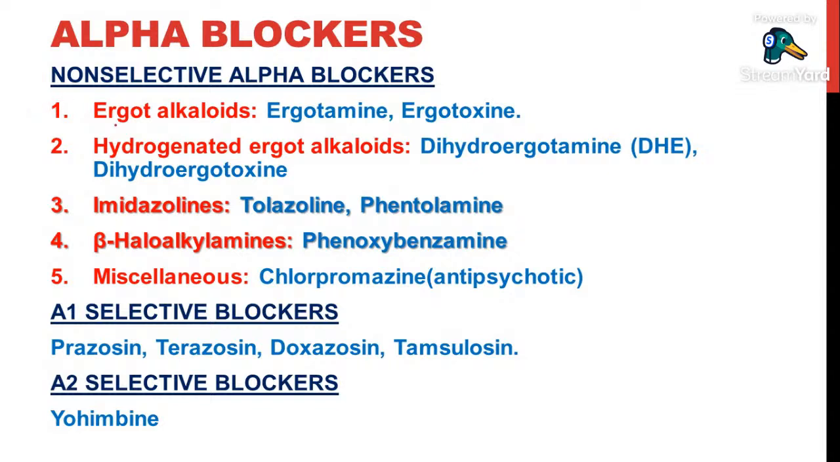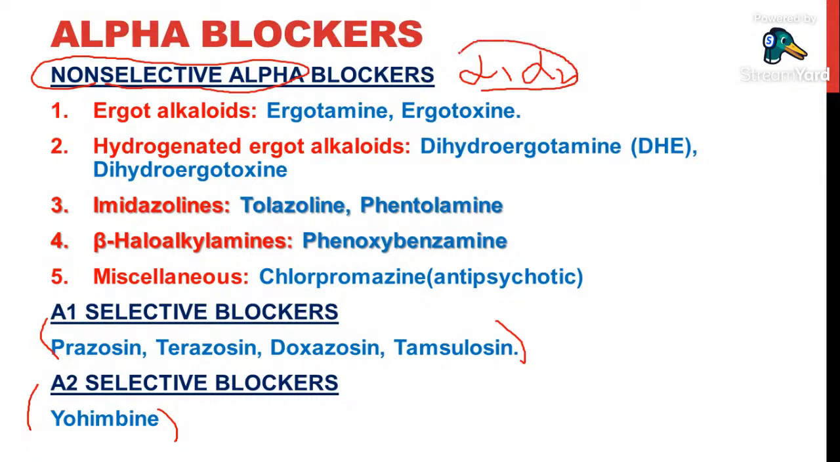In alpha blockers we have non-selective alpha blockers. Non-selective alpha blockers will block both alpha 1 and alpha 2. And selective alpha blockers, these are particularly alpha 1 blockers, and this is particularly alpha 2 blockers. In alpha 1 and alpha 2 non-selective blockers, we have ergot alkaloids and hydrogenated ergot alkaloids.